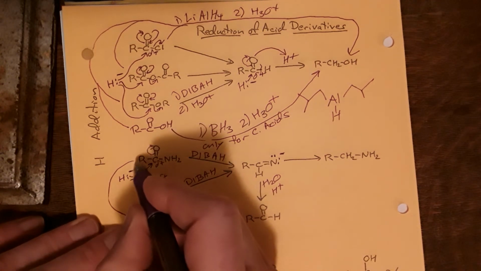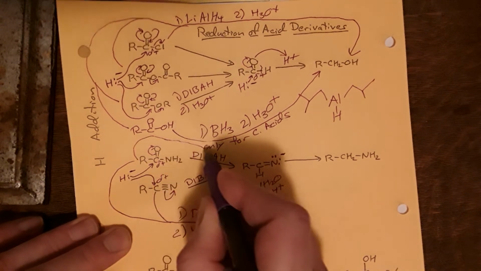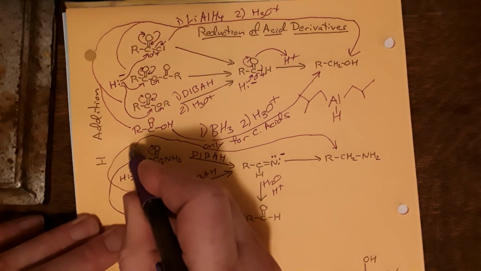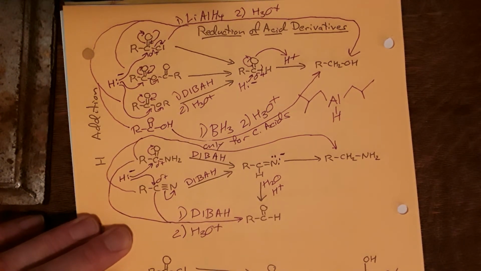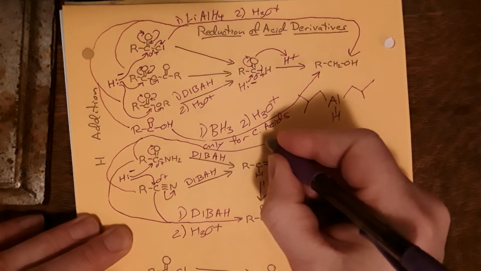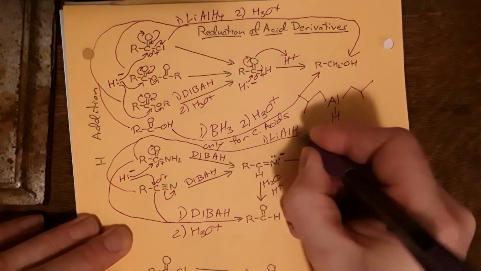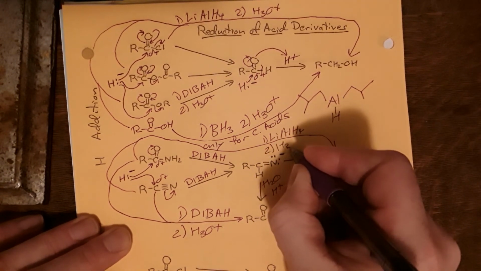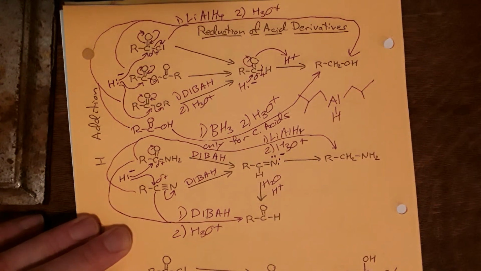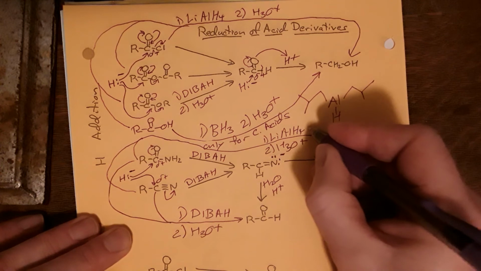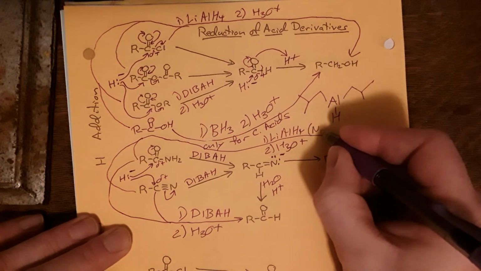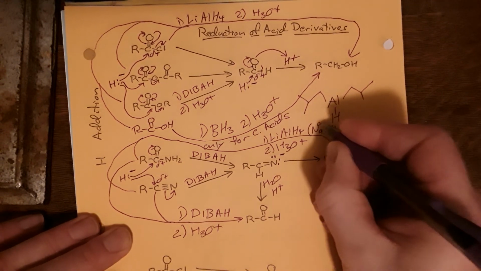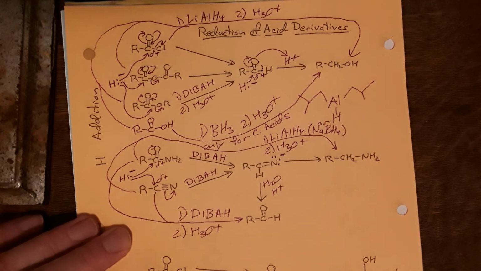And so either one of these, the amide or the nitrile, can be converted all the way to the amine by adding lithium aluminum hydride followed by H3O. Also, this particular reaction will go with a slightly weaker reducing agent, sodium borohydride. So you can use lithium aluminum hydride for this or sodium borohydride for this.